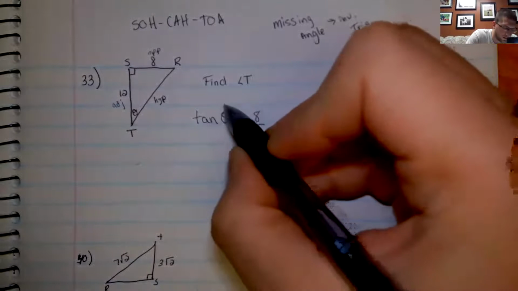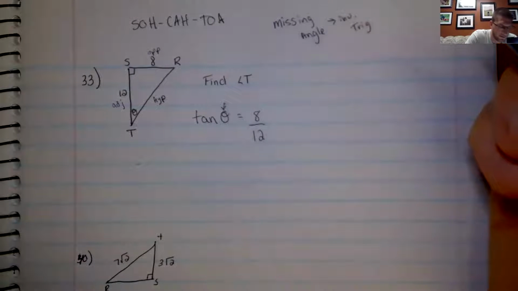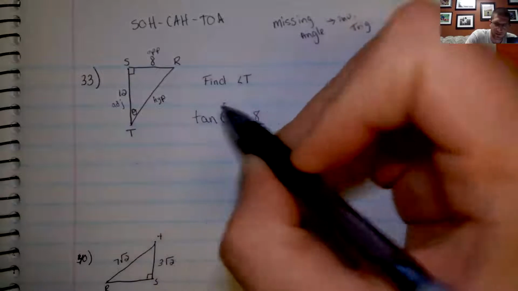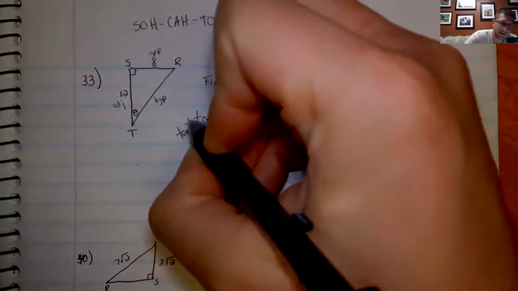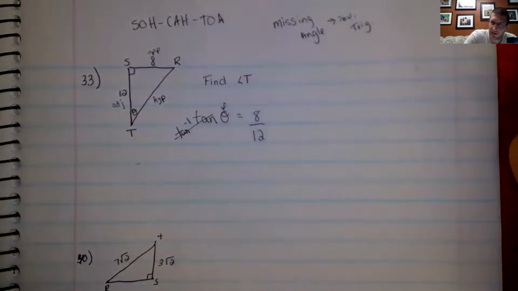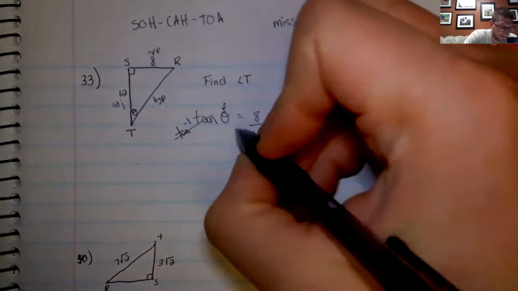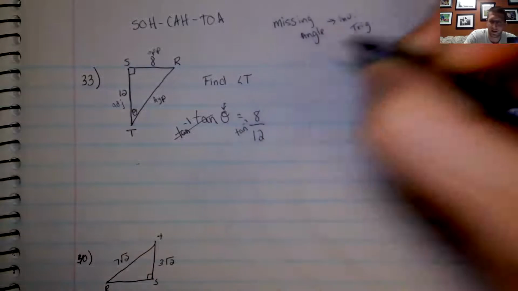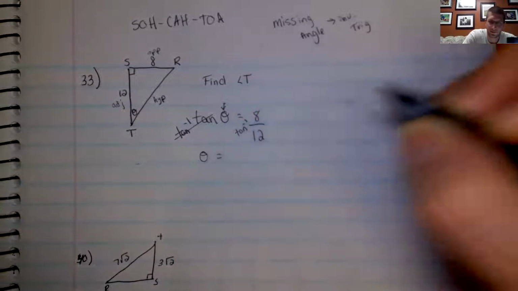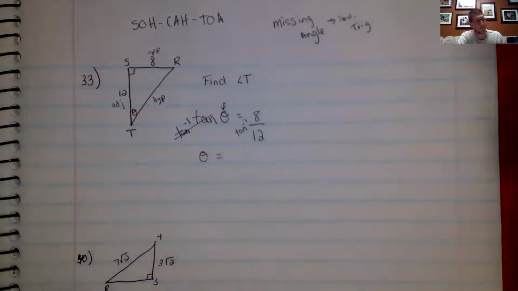Now, in order to solve for this angle, and I'm trying to find that angle T, I need to get rid of this tangent. In order to get rid of tangent, I take inverse tangent. Tangent and inverse tangent are opposite functions. They'll cancel each other out. I have to do the same thing to this side, inverse tangent. So my angle is just inverse tangent of 8 over 12.